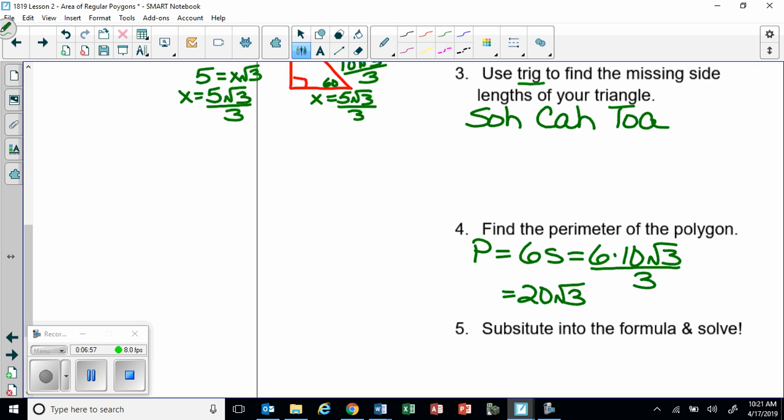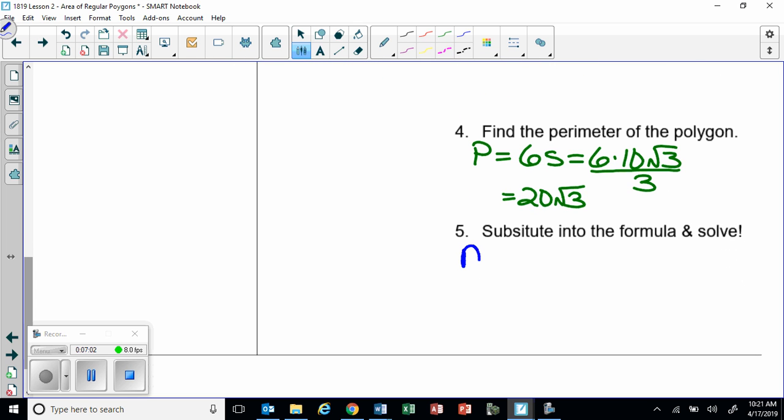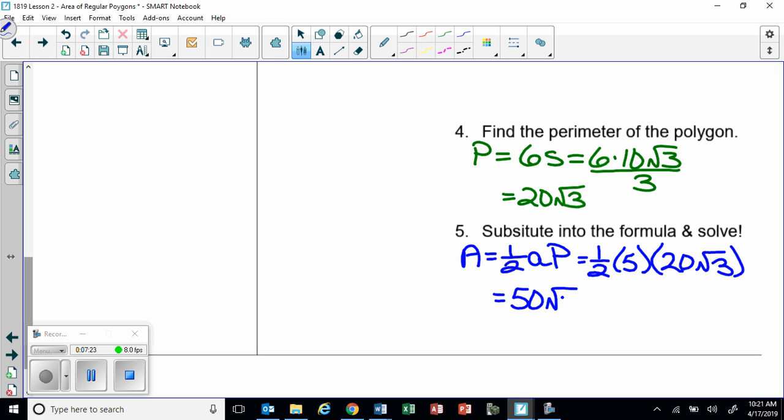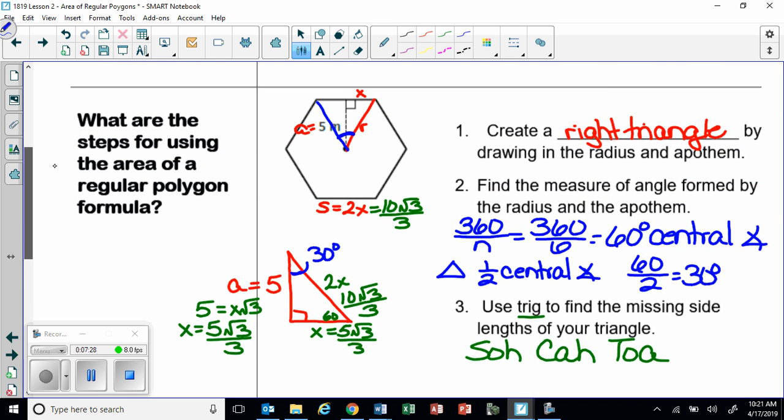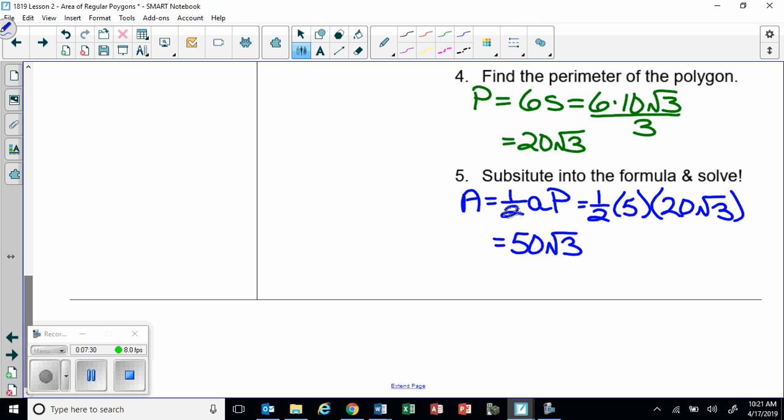And now it's time to substitute into our formula and solve. So our formula for a regular polygon that is not an equilateral triangle is 1/2 apothem times perimeter. That's going to be 1/2 times 5 times 20 square root 3. And that gives me 50 square root 3. Do I have units up here? Inches. Inches squared.